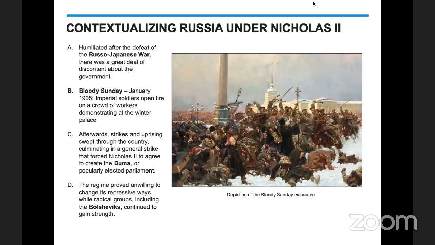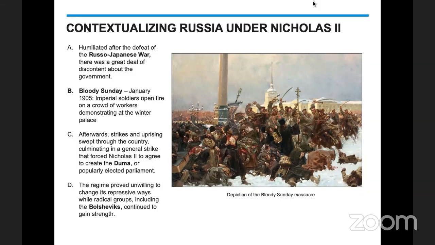All right, so contextually, the decade prior is just filled with controversy. The loss of Russia in the Russo-Japanese War really stirs up a lot of discontent about the government. And we have the very infamous Bloody Sunday moment. Bloody Sunday is going to be when riots break out and the Tsar fires on the crowd, or orders the crowd to be fired on. And that will cause strikes and uprisings to sweep throughout the country. And it's in response to that that Nicholas II agrees to create the Duma. He promises reform. He's going to have this popularly elected government.